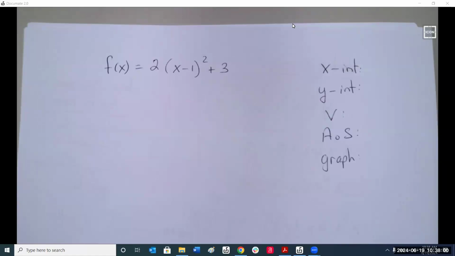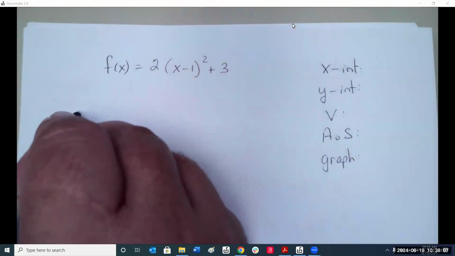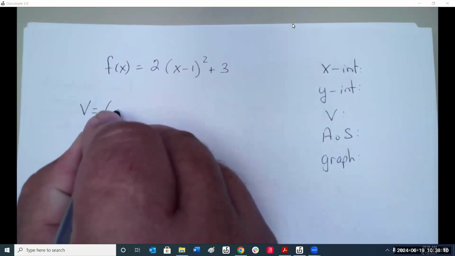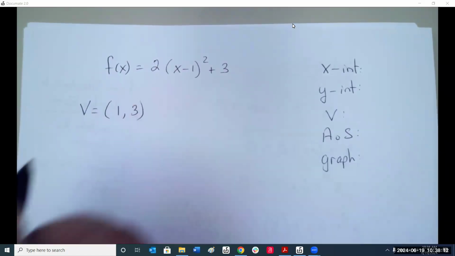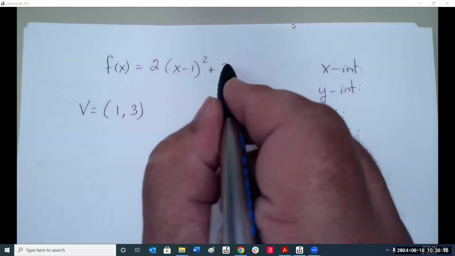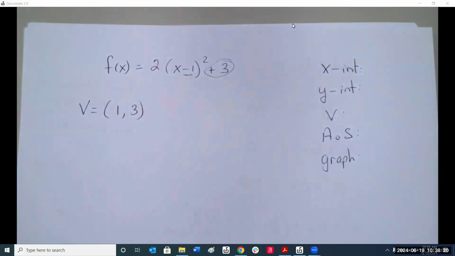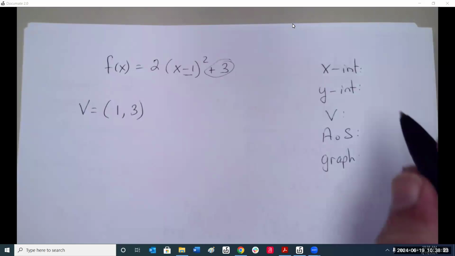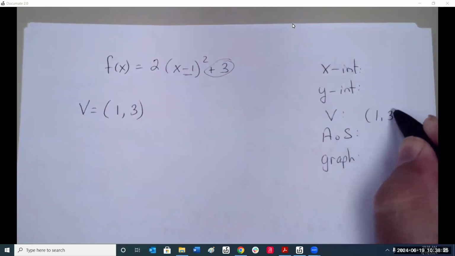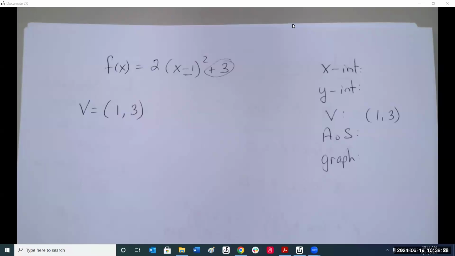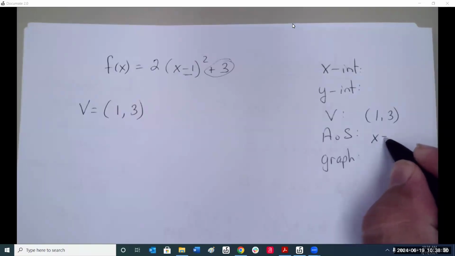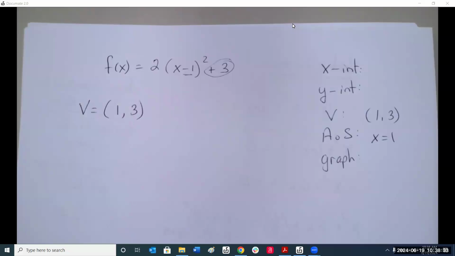So with this equation, what can you tell me? Just looking at it real quick. What's the vertex? 1 and 3. Remember, if it's outside, it is what it is. It's positive 3. It only changes on the inside of parentheses. So the vertex is 1 and 3. What else can you tell me? X equals 1. What else can you tell me?